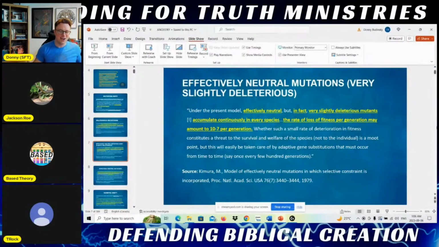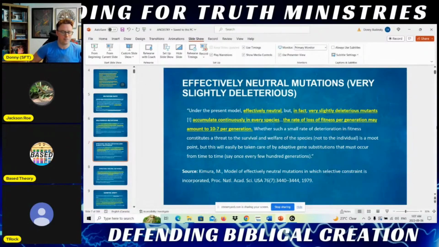Well, then what is... I mean, he says under the present model, effectively neutral. What does that mean? In fact, very slightly deleterious mutants accumulate continuously in every species, and here's the rate of loss of fitness per generation may amount to 10 to the 7 per generation. And so, yes, if 50 effectively neutral or nearly neutral mutations are accumulating every generation, and that amount are also being fixed in the evolutionary timescale, that is irreversible, irreparable genetic damage population-wide.